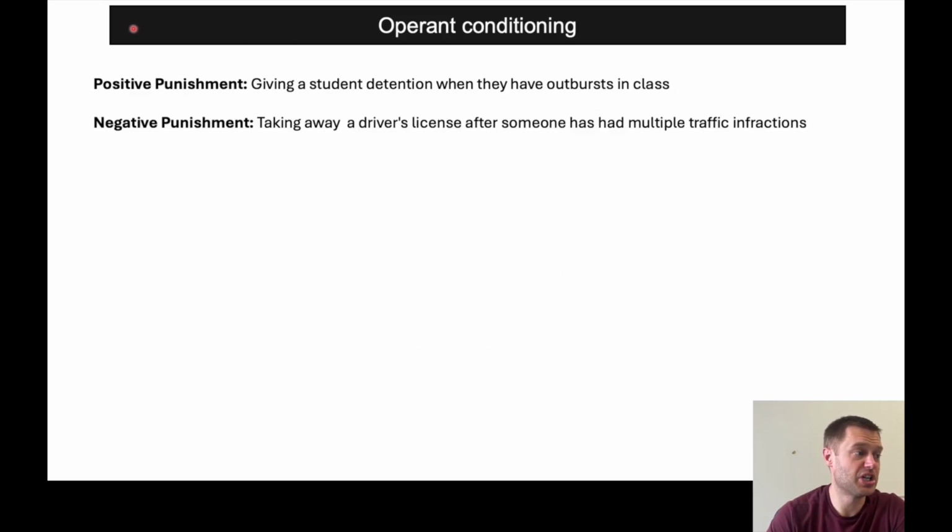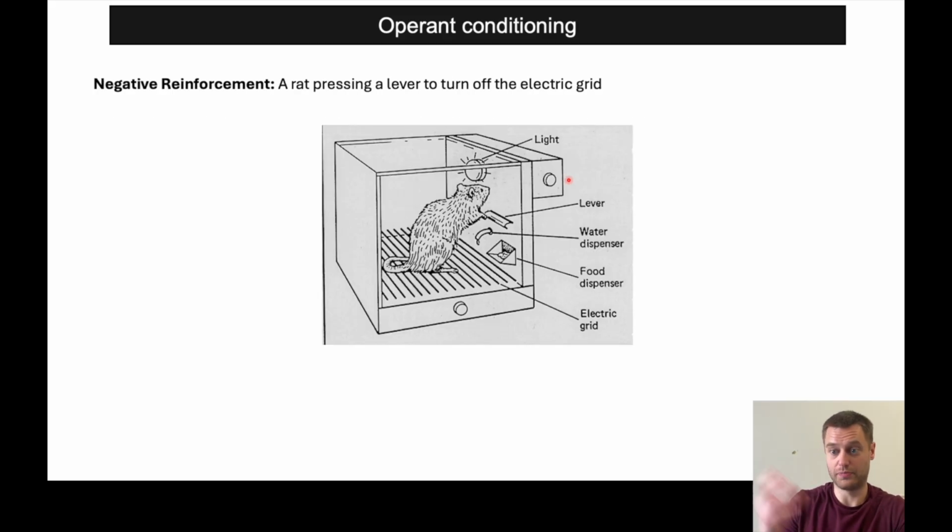We have positive punishment: giving a student detention when they have outbursts in class. Negative punishment: taking away a driver's license, which is a privilege, after someone has had multiple traffic infractions. And maybe the thing in your car that is super annoying when you won't fasten your seatbelt, the beep that goes on. That's a form of negative reinforcement, because it's going to annoy you until you fasten your seatbelt.